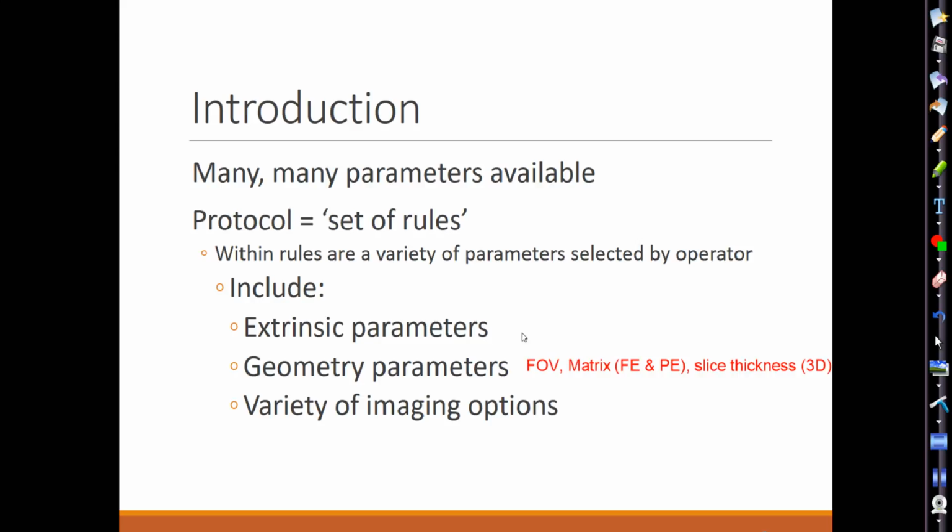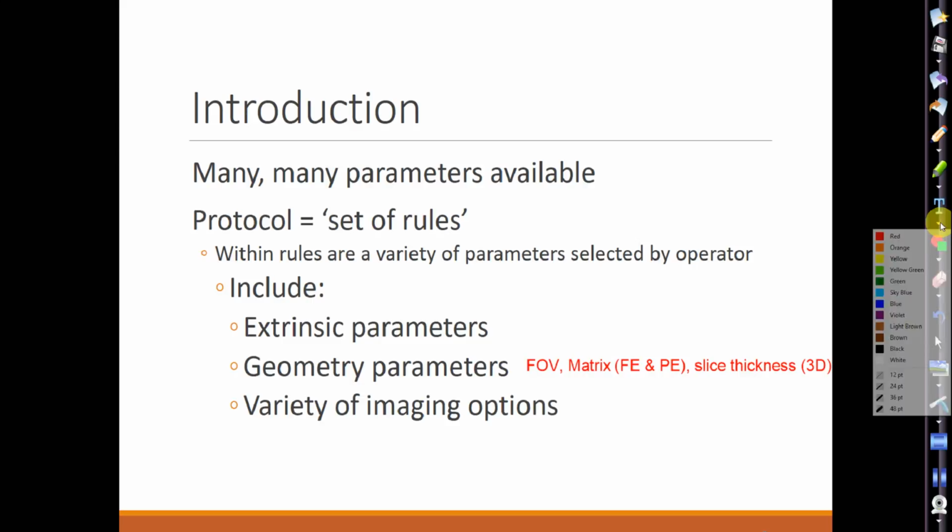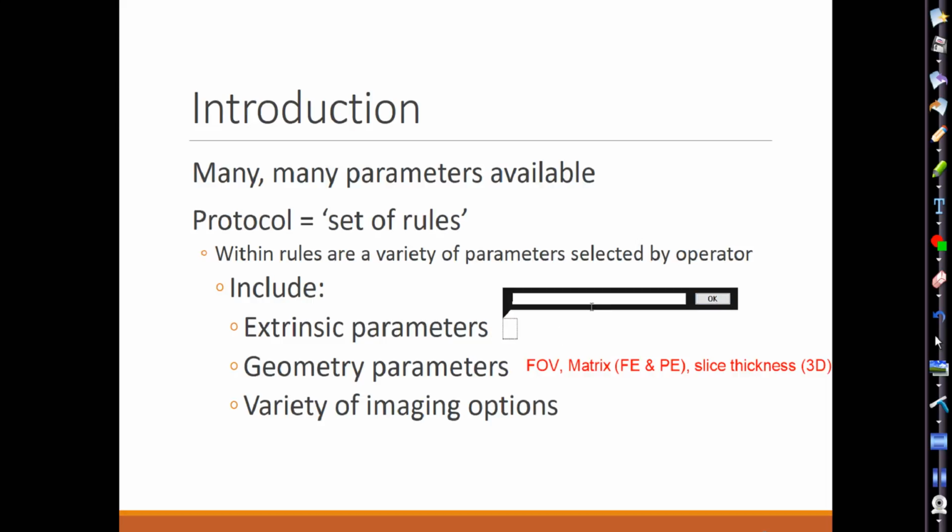So while she's writing that down, what are some extrinsic parameters that you think will affect signal? TR. TE, good. What else? NEX, great, NEX. What's the other acronym for NEX? NSA. Does anybody remember what those stand for? Good. And what's NSA? If you had to guess.